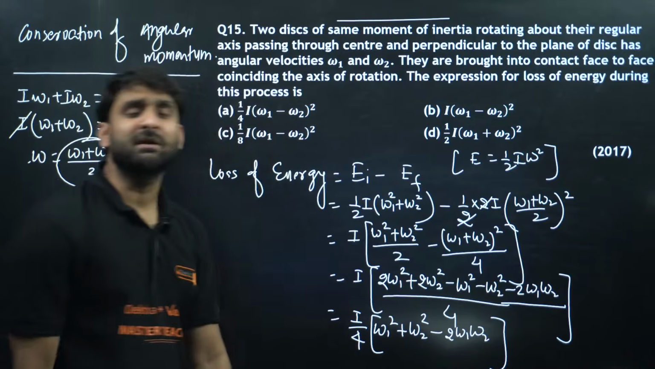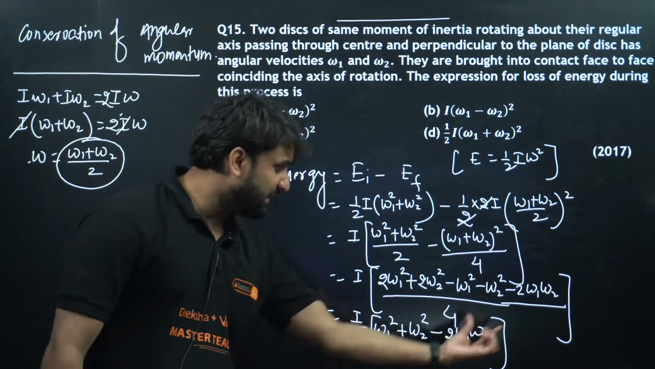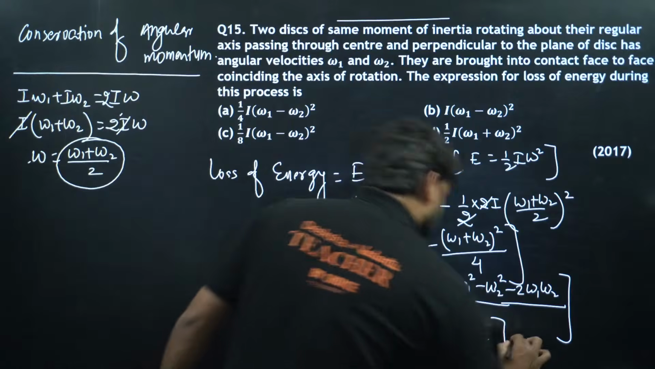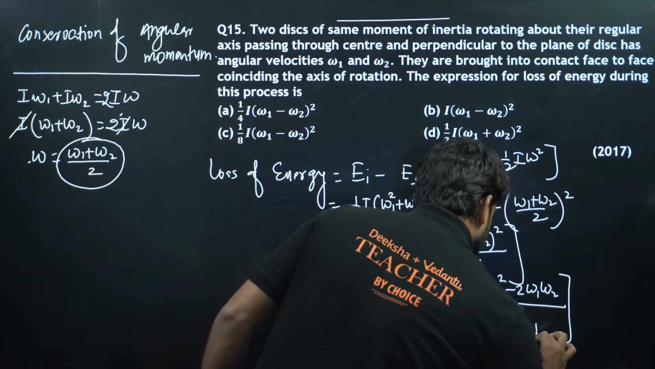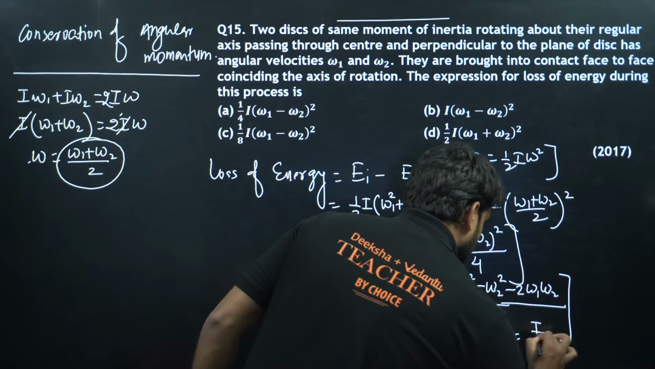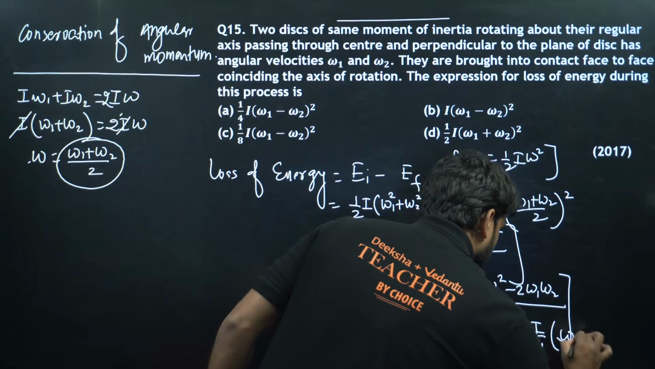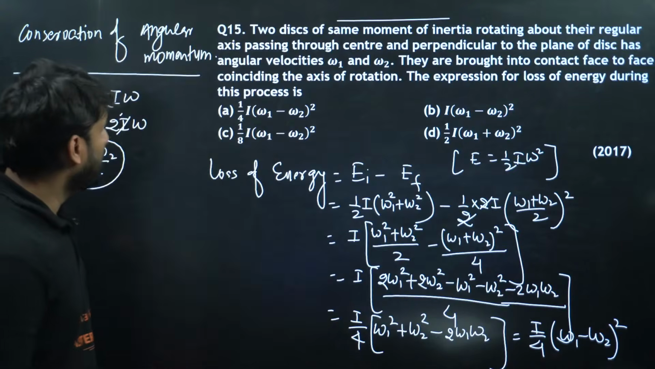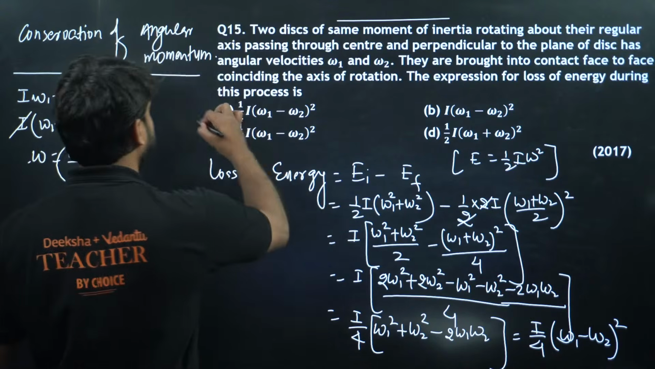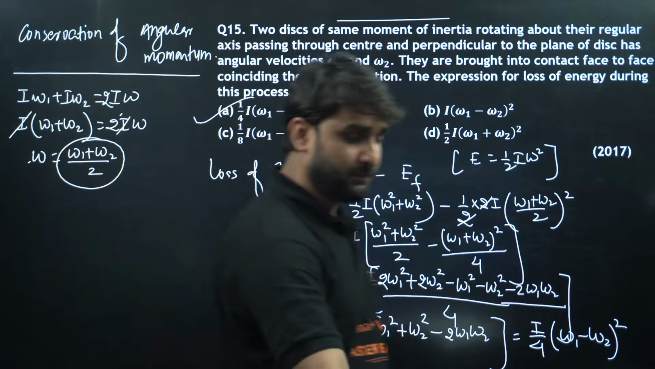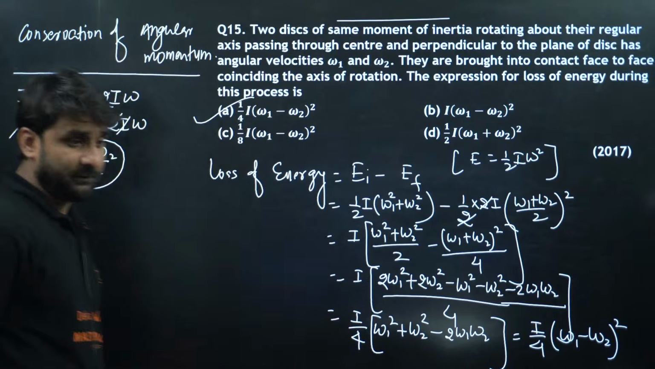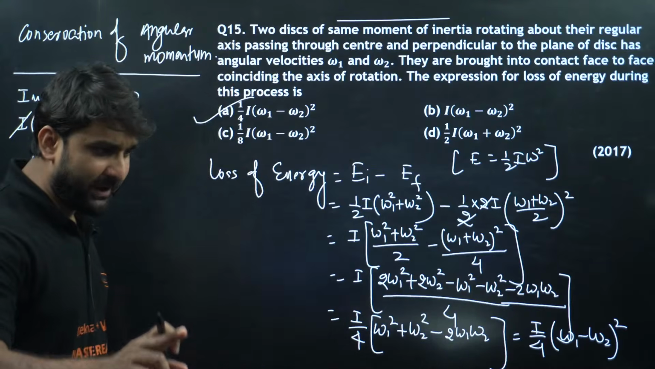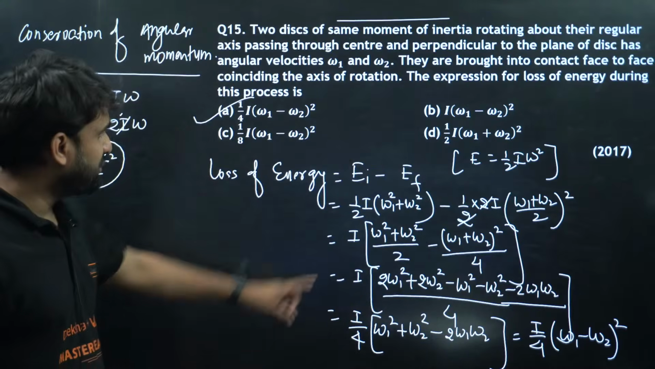Can you see here, this is a square plus b square minus 2ab, which is an algebraic identity, (a minus b) whole square. So this is I by 4 and (omega 1 minus omega 2) whole square. Any option there? 1 by 4 I, yes. Option number A will be correct. Who answered option number A? Shiva, option number A will be correct.